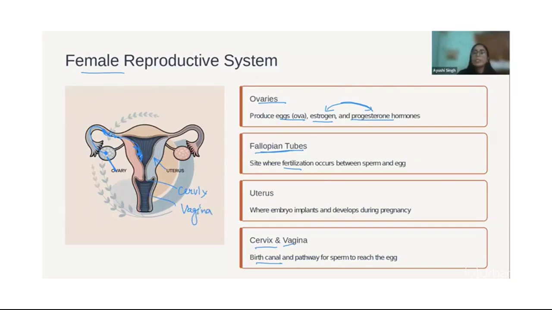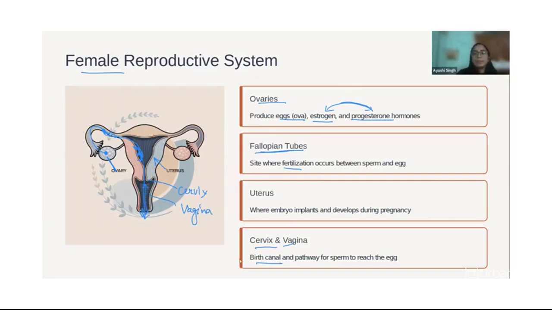Once the baby is fully grown, the baby will come out, or the female will give birth to the human child from the vagina. And this is the path of entry of sperm as well, the vagina itself, right?